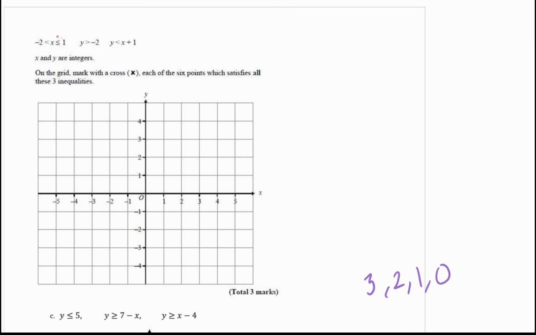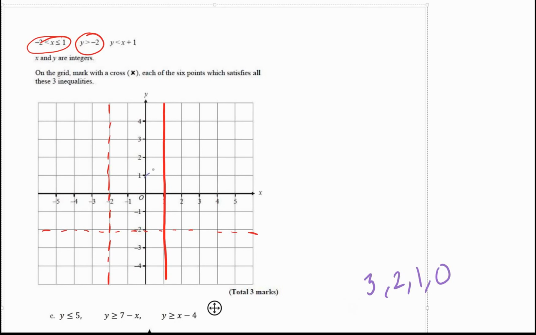Okay, for this equation, you're told x is between 1 and minus 2, and it can't equal minus 2. So solid line, dashed line, y is greater than but not equal to minus 2, which again means a dashed line. And y is less than x plus 1. Again, that's going to be a dashed line. I'll do that in blue just so it's clear to see. And that's going to look like that. If you combine all the inequalities together, we're going to end up with not quite a triangle, but near enough, this little shape here.